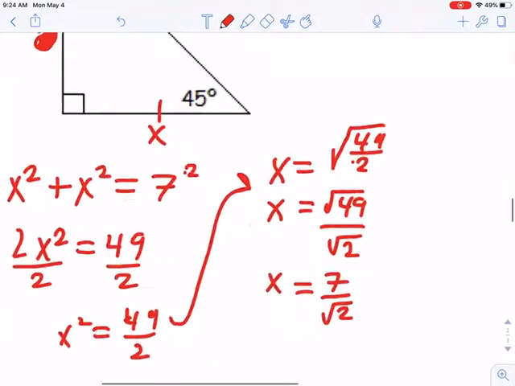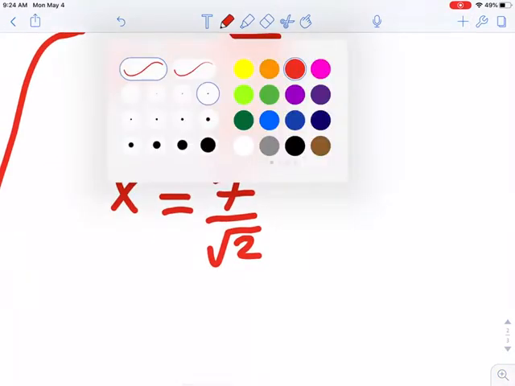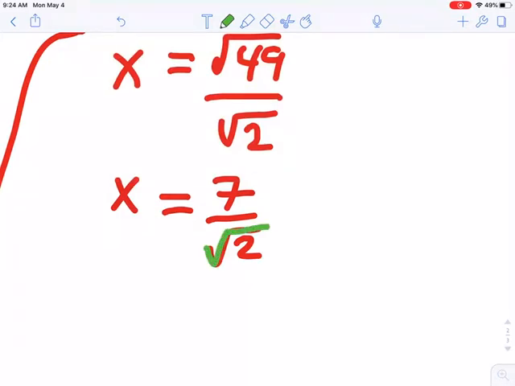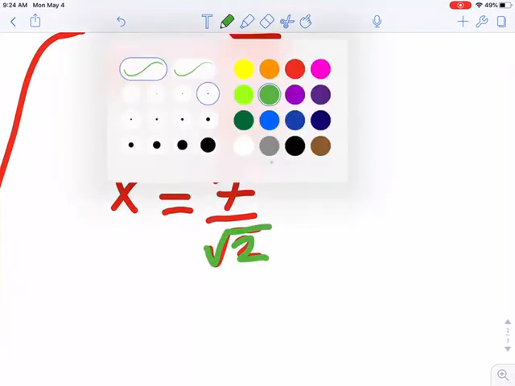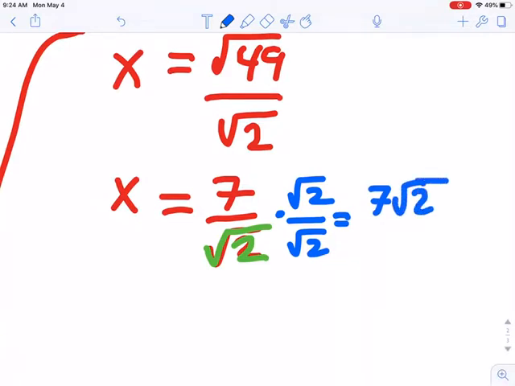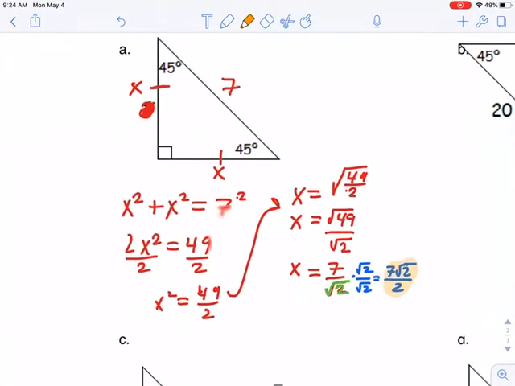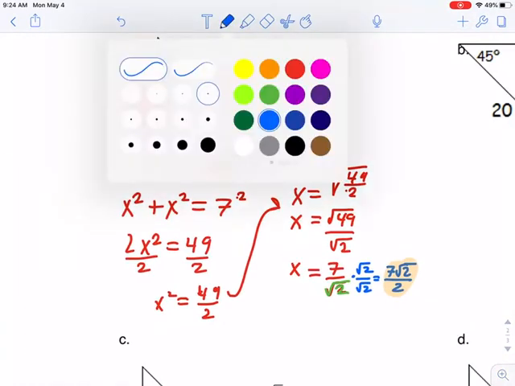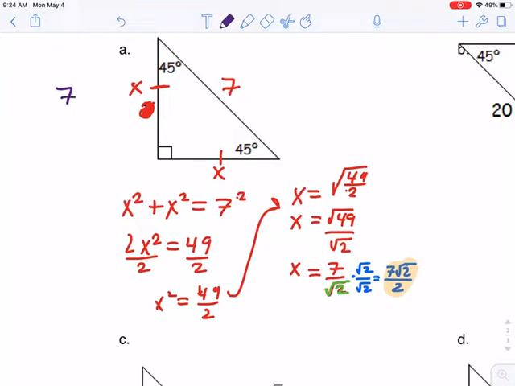Now remember, we got to rationalize the denominator. We don't like this radical 2 right here. We don't consider that simplified. So I'm going to multiply both numerator and denominator by radical 2. So my final answer will be 7 radical 2 over 2. And boom, that's it. So both legs were 7 radical 2 over 2.